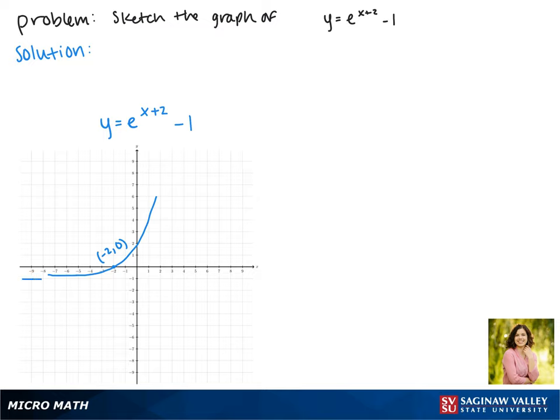Notice that when we shift our function, the asymptote shifts with it. So our asymptote now, instead of being at 0, is at y equals negative 1. And this is the graph of our function.